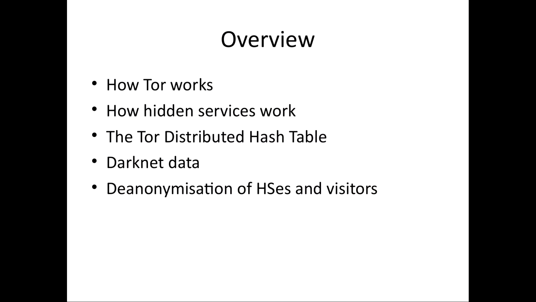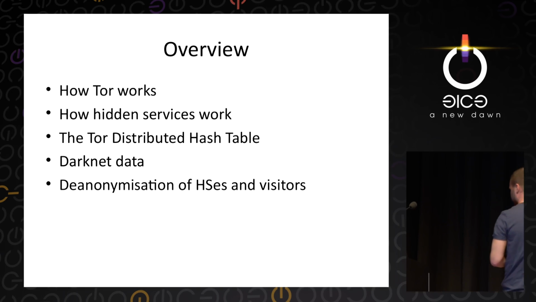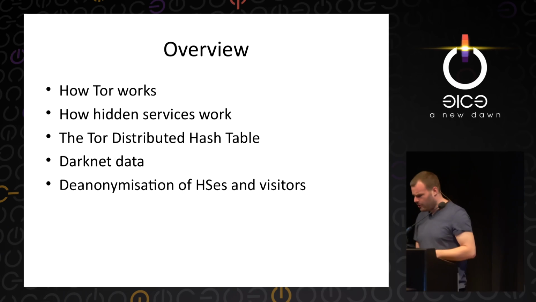So the things that I'm going to go over: how Tor works, and then specifically how hidden services work. I'm going to talk about something called the Tor distributed hash table for hidden services. If you've heard that term and don't know what it means, don't worry, I will explain what a distributed hash table is and how it works. It's not as complicated as it sounds. And then I'm going to go over our darknet data, the data that we collected from Tor hidden services. And as I say, as we go along, we'll explain how you do de-anonymization of both the services themselves and of the visitors to the servers, and just how complicated it is.